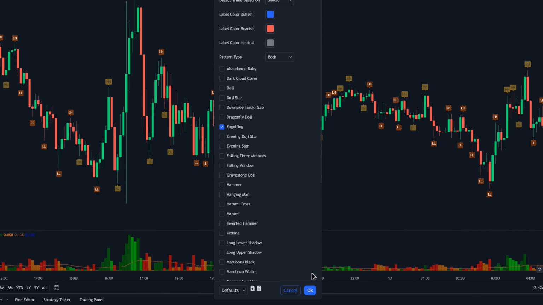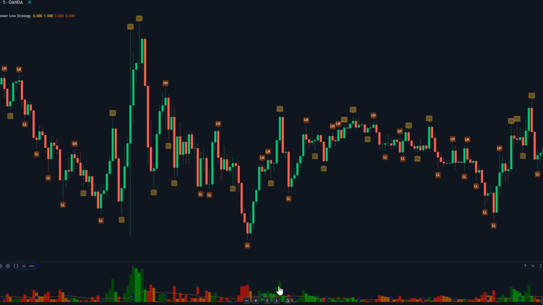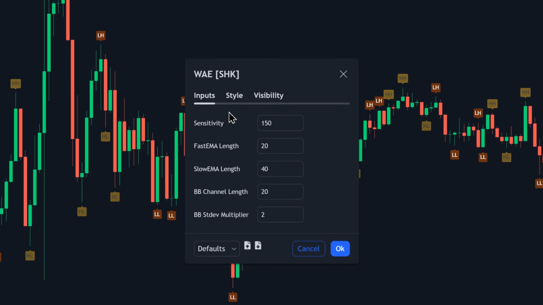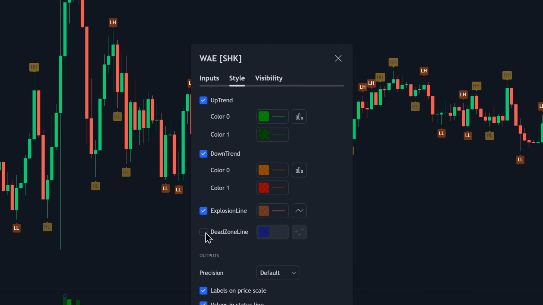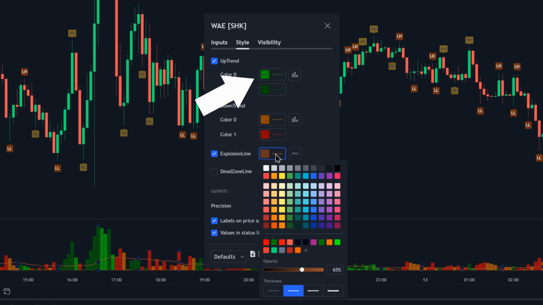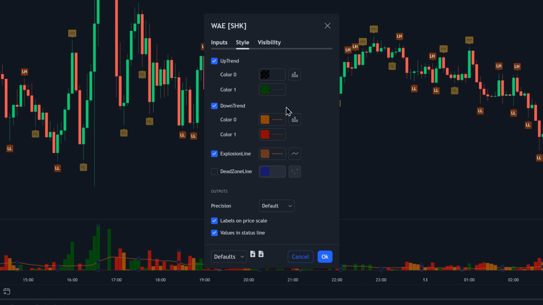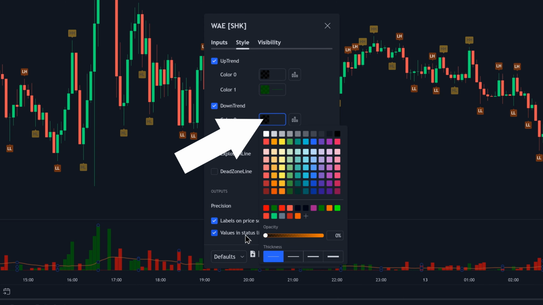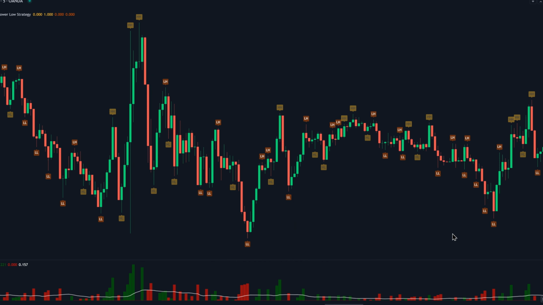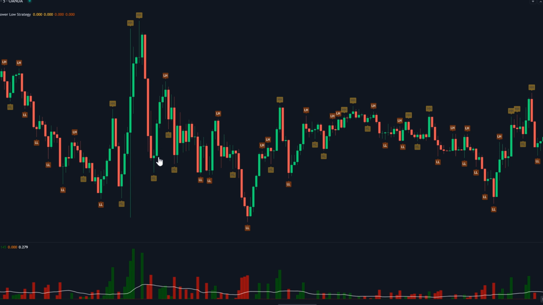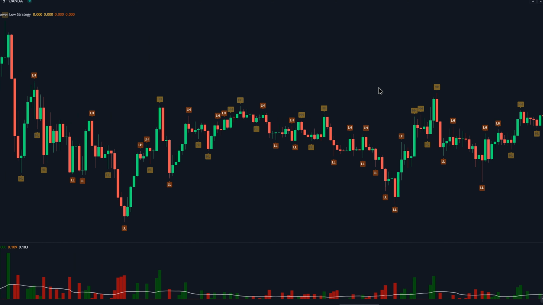After that, click OK. Then lastly, access the settings for the Waddah Attar Explosion indicator, and then on the Style tab, you want to disable the dead zone line, and then change this color's opacity to 0%. Also change this color's opacity to 0%. We're also going to change the explosion line color to white. After that, click OK. So this right here is going to be our strategy. And you're probably thinking, what are the conditions for taking trades?